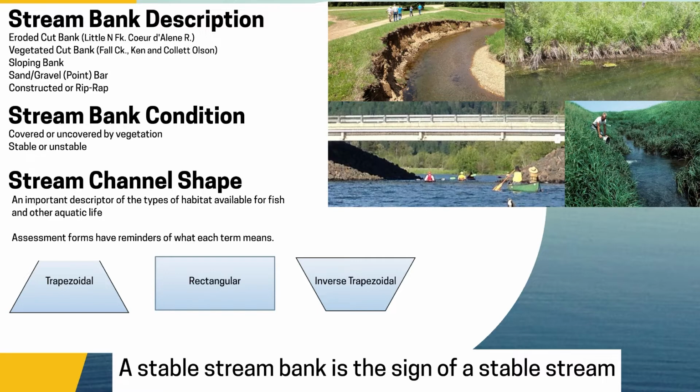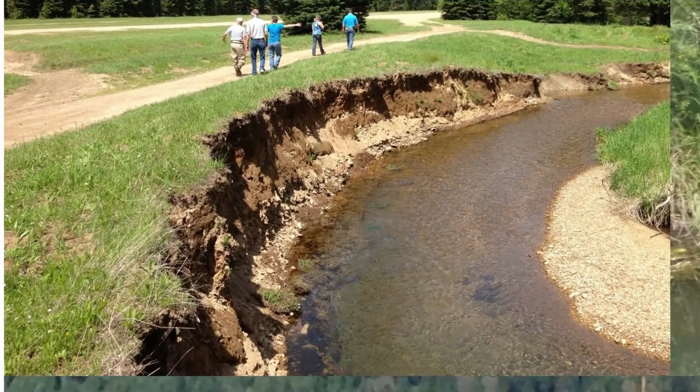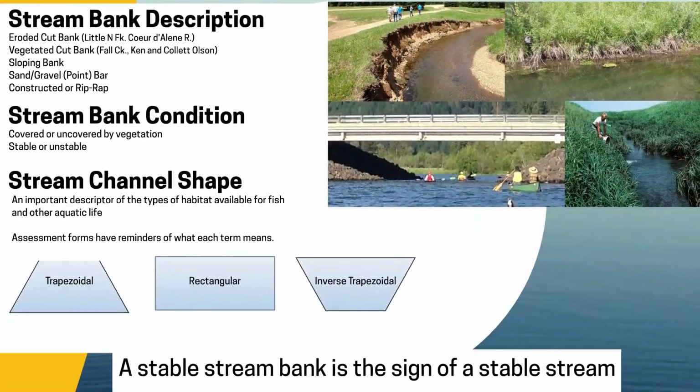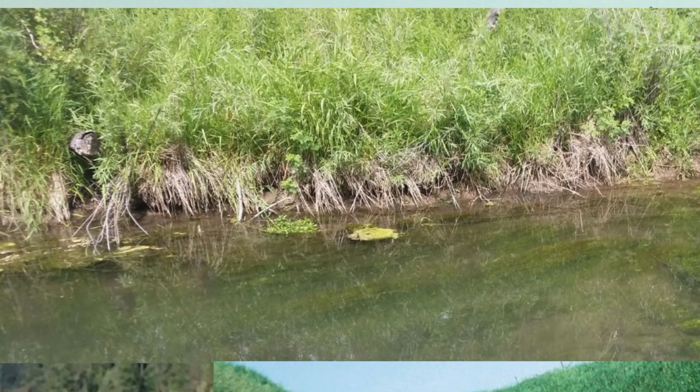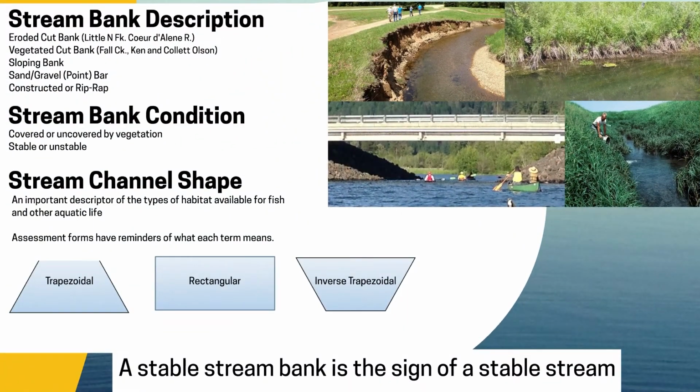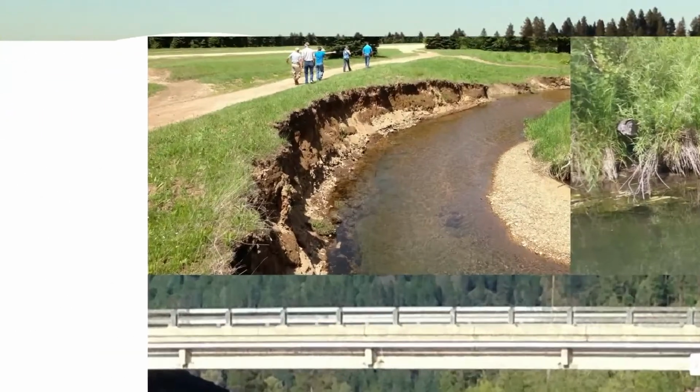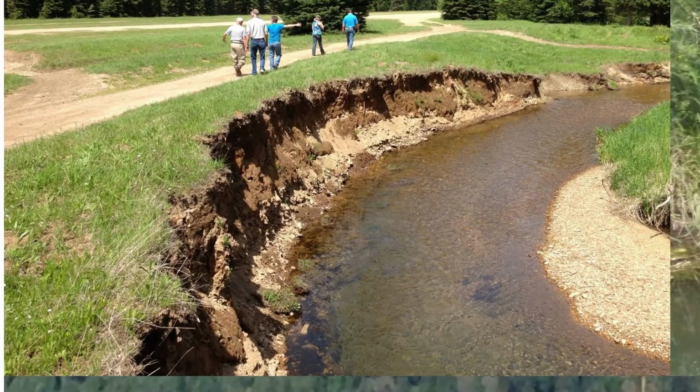Check all that apply from the list provided on the assessment form. Start with the left bank and then repeat for the right bank. A cut bank is eroding away quickly if there's no vegetation to hold it in place. Some cut banks are more stable with the presence of vegetation. Sloping banks are often found on the insides of bends, like here on the right, where the water velocity is reduced, allowing for sediment to deposit and slowing erosive forces. Sand and gravel bars, again like this one here on the right side of this picture, are often associated with these sloping banks.